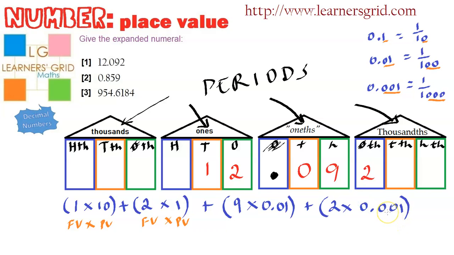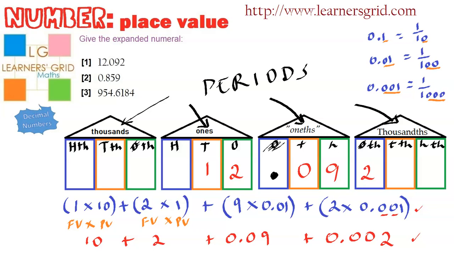Okay, so it'll be 2 times 0.001. Okay, and then if I simplify these, that is one way you can write the expanded version. And the other way is you can simplify all of these brackets. So you can have 10 plus 2 times 1 is 2 plus 9 times 1 is 9. So it'll be 0.09 plus 2 times 1 is 2. So it's going to be 0.00, and then 2 times 1 is 2. And this is another way of giving the expanded numeral.